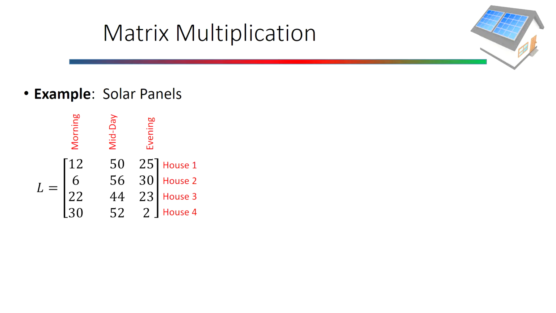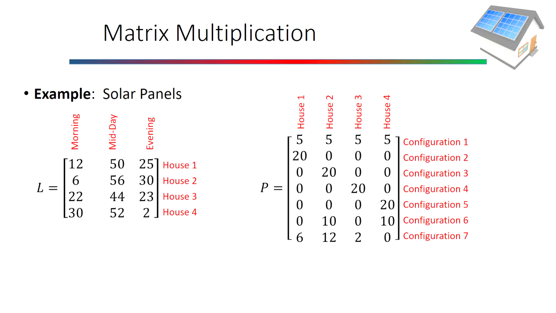The columns correspond to morning, midday, and evening light values. Your next step is to postulate some different potential configurations. Matrix P here has different potential configurations you could have for the solar panels. You know that you only have 20 solar panels to use for the village, so each row has a total of 20 solar panels. But each row also has different configurations of those panels.